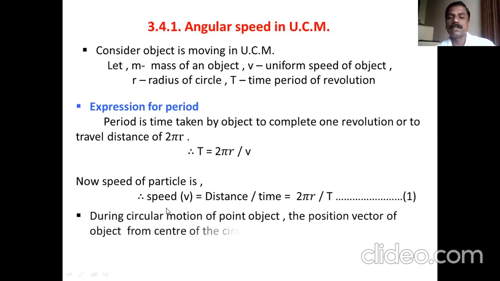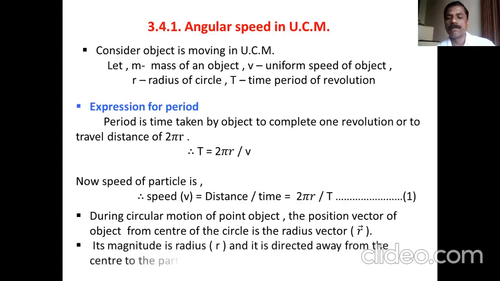Now when circular motion is observed, the position vector of the object is nothing but the radius vector. You should know what the radius vector and the position vector are. The position vector and radius vector are the same, drawn from the center of the circle to the position of the particle. During circular motion, as the particle moves along the circumference, this position vector also changes.